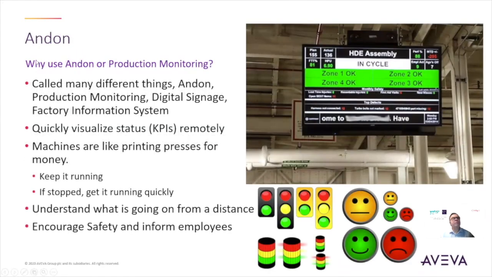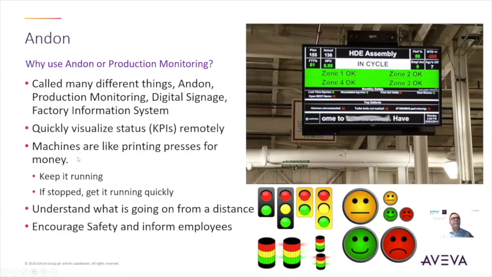So what we're talking about here is something like Andon. If you're not familiar with Andon or production monitoring, it's called different things. Could be digital signage, could be factory information systems, could be big screen TVs or big boards up in the rafters or hanging on the wall. It allows you to quickly visualize the status and understand what's going on.